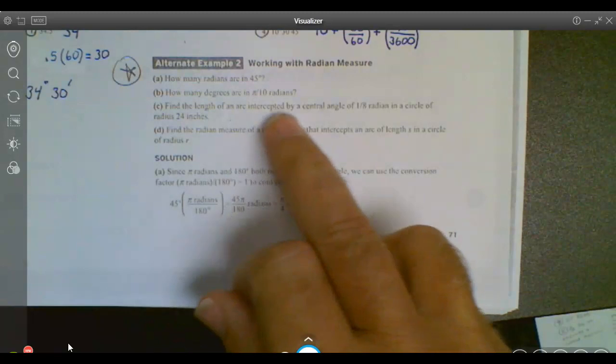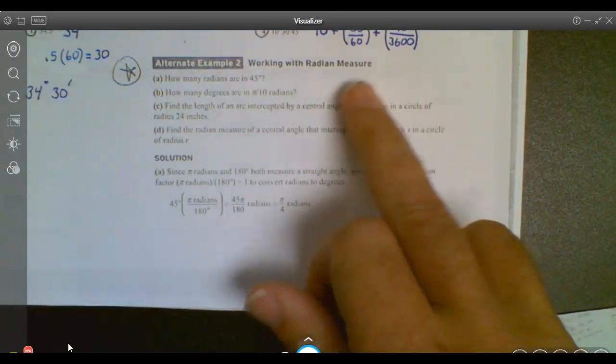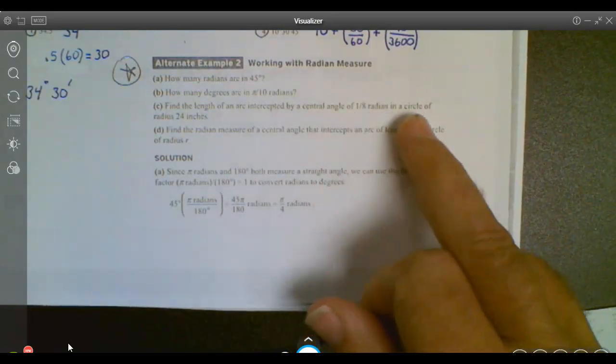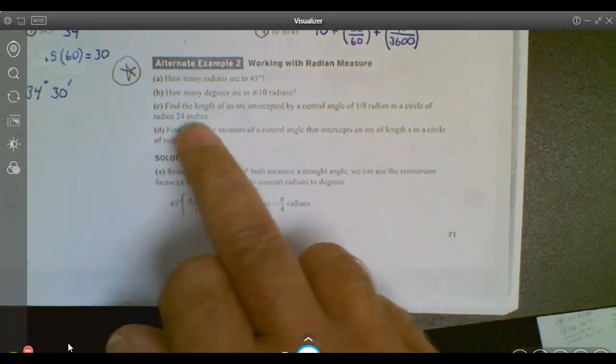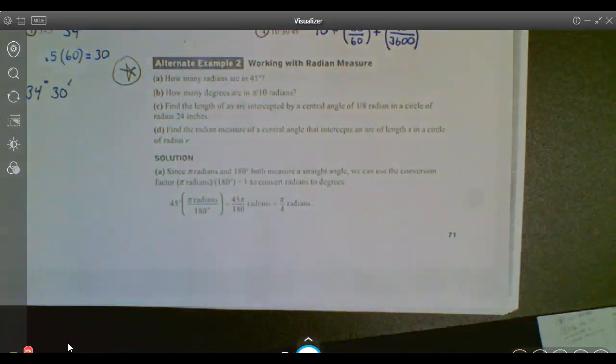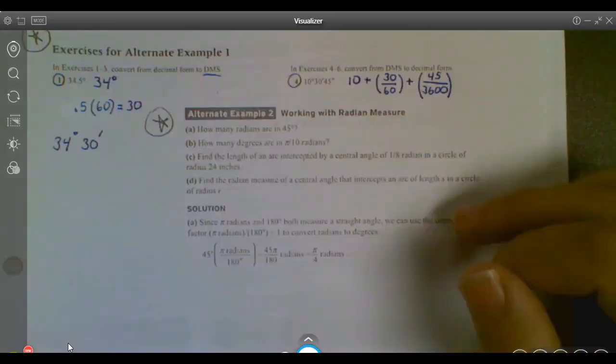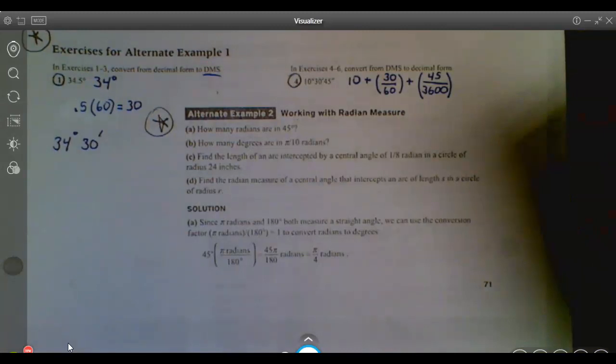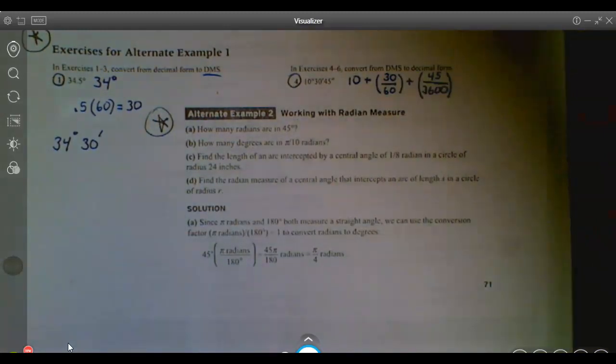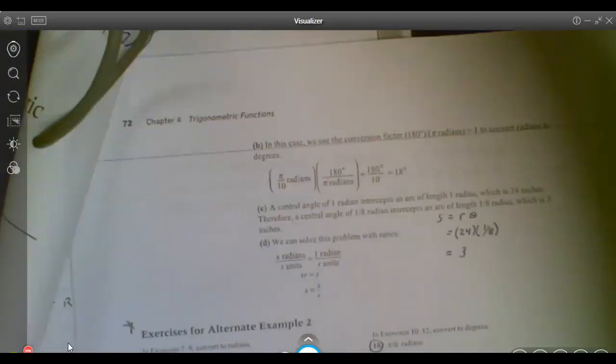The length of our intercepted arc. So this is 1/8 of a radian. And the radius was 24 inches. Real simple formula for that we saw on the first page of this document. And so we'll see that on the next page when I flip this over. And then the radian measure of a central angle. So still working with the same formula, but now it's like letters only instead of them actually giving you some real numbers. So let's talk about a few of these on this next page here.